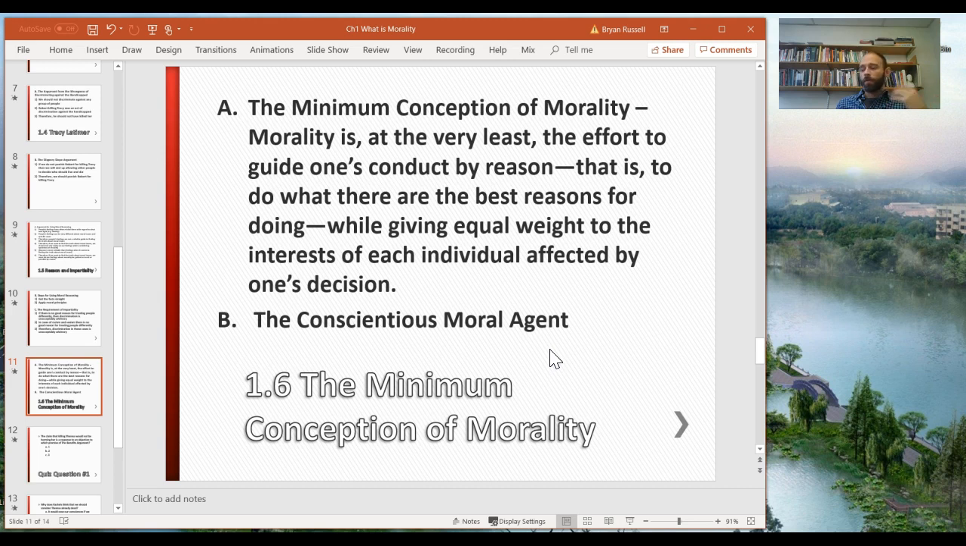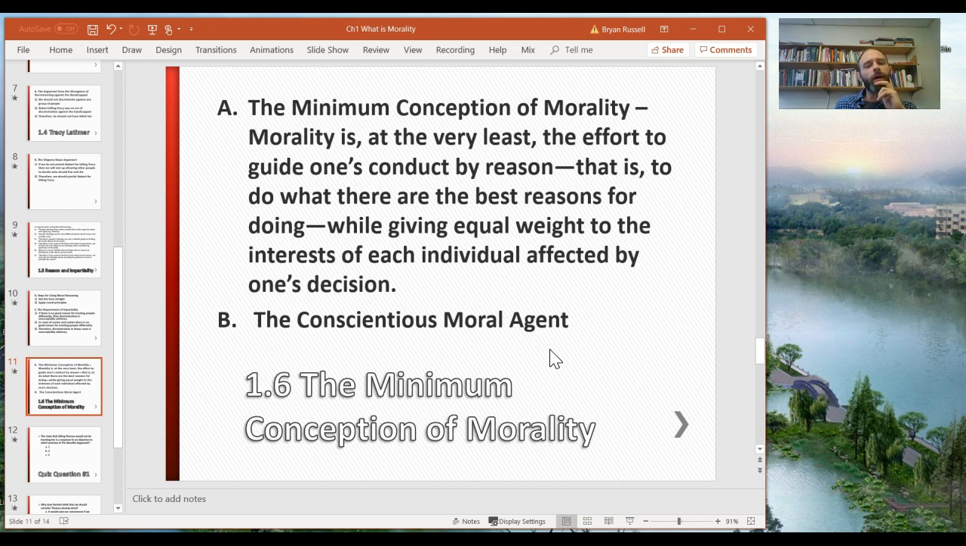We talked about some arguments on both sides of each of these cases. He says we should do the right thing, which is what has the best, strongest arguments on the side of that action, while giving equal weight to the interests of each individual affected by one's decision. So we shouldn't say somebody doesn't matter in our calculation because of things that are not morally relevant, like their race or gender or something like this. So any acceptable morality will have these features.